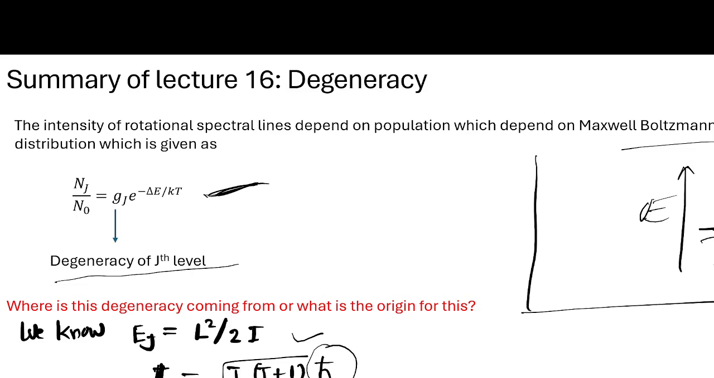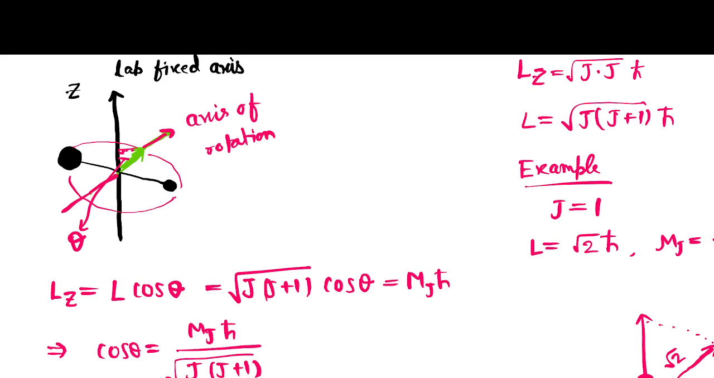Let's say the molecule can rotate like this, or it can rotate like this. For different rotations we will have different directions of the angular momentum, and that will give rise to degeneracy. For example, let's see here. Let's say we have one molecule, and this dot represents an atom. This atom is rotating on this circle, and it's rotating around this axis of rotation like this.